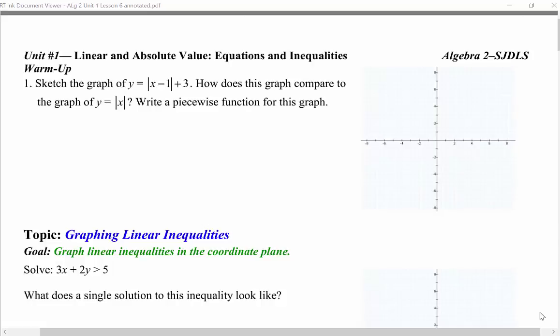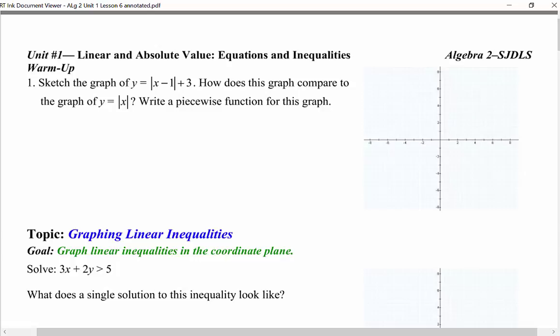Lesson 6. Sketch the graph of y equals the absolute value of x minus 1 plus 3. How does this graph compare to the graph of y equals the absolute value of x? Write a piecewise function for this graph.